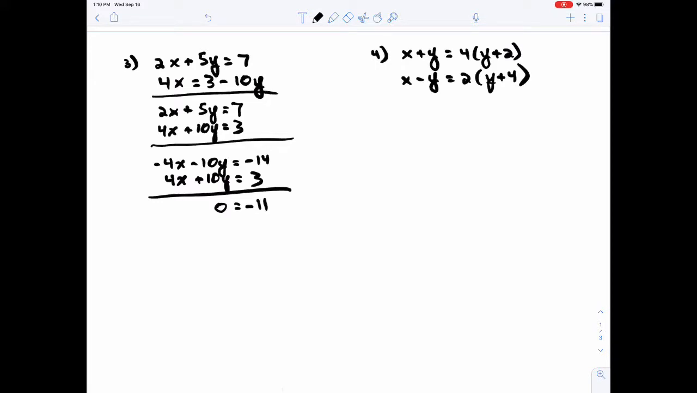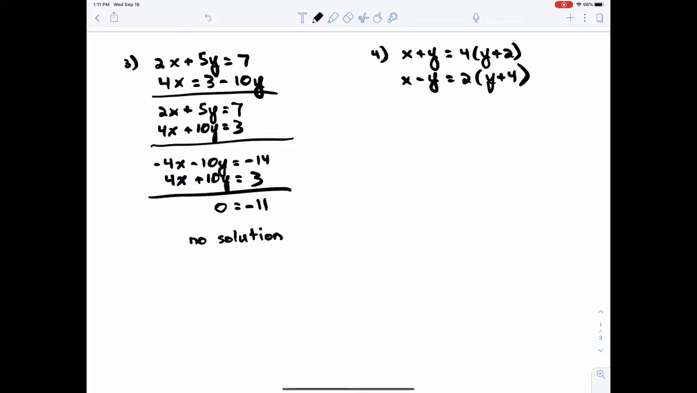Well, we've seen something like this before. That is a false statement. It's always false. There's nothing you can do to make it true. So what's the solution to this? There is no solution. There's nothing you can substitute for x and y that will make that statement true.